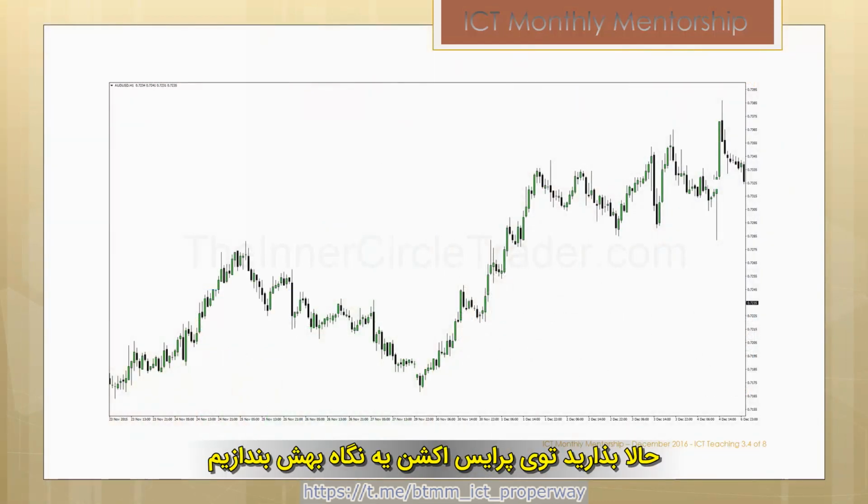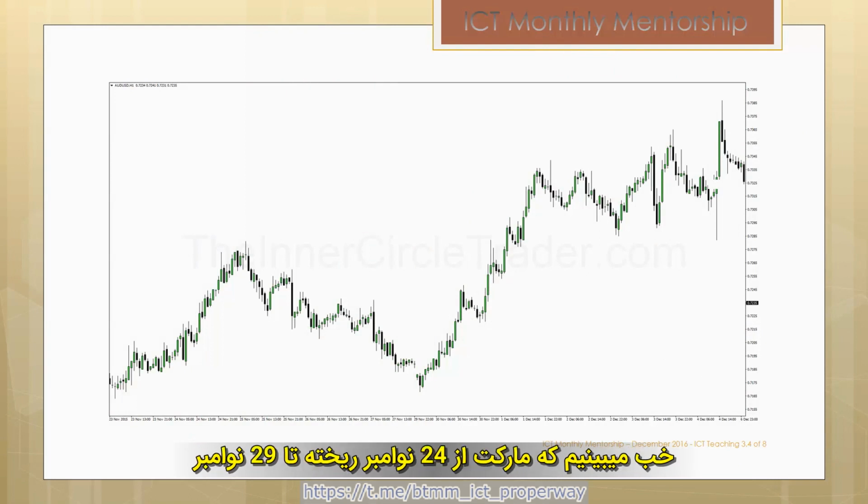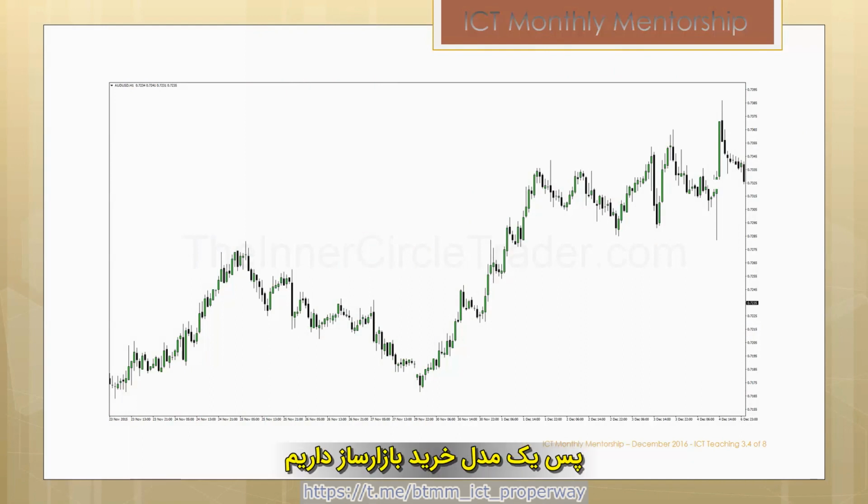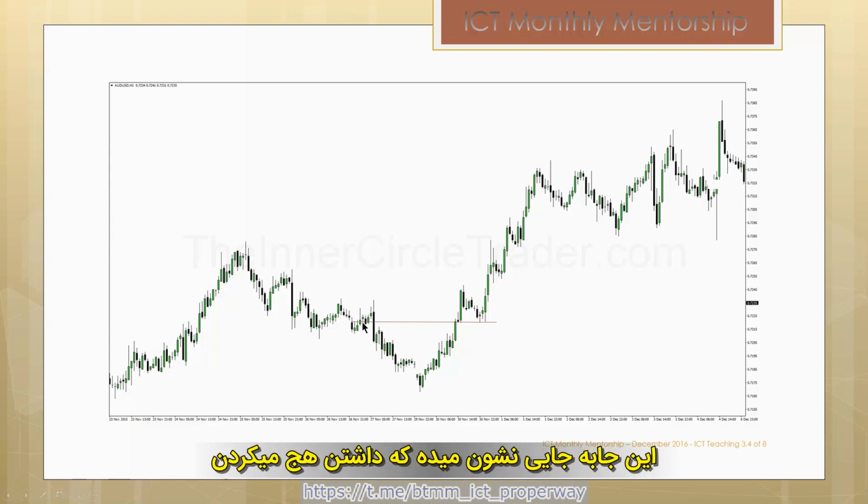So let's take a look at what it looks like in price action. We see the market dropping down from November 24th into November 29th. So we have a market maker buy model where the market's going down to go higher. See here this down candle on the buy side of the curve right here. This down candle right before this movement up, this displacement, shows that this was actual hedging where they were buying early as the market drops lower.